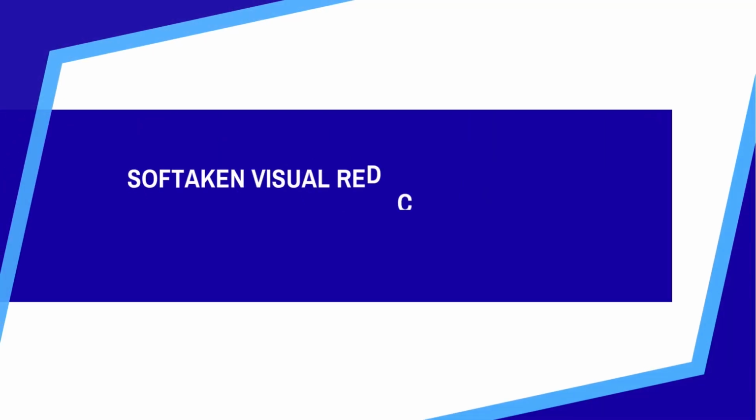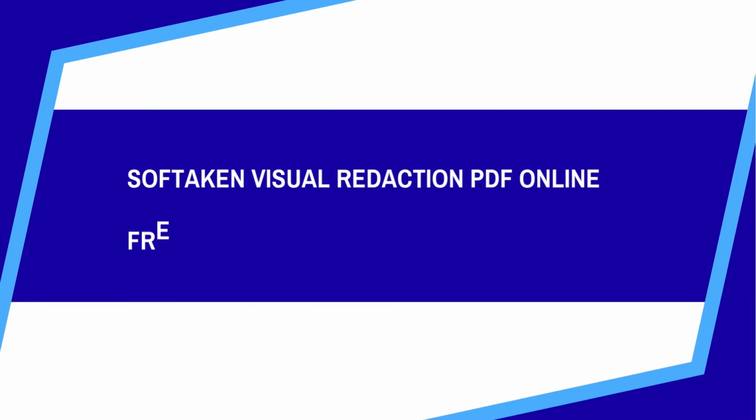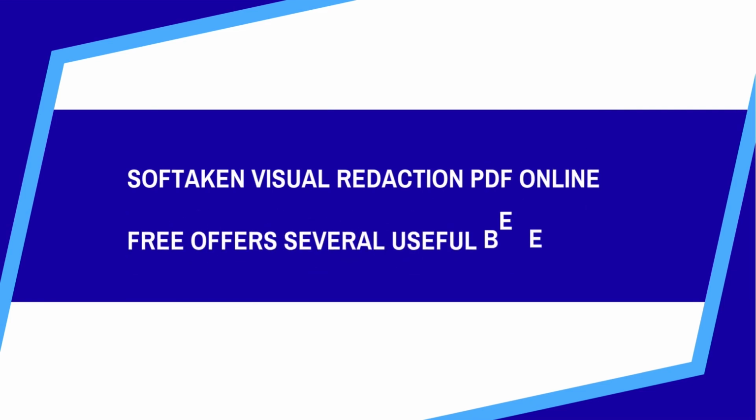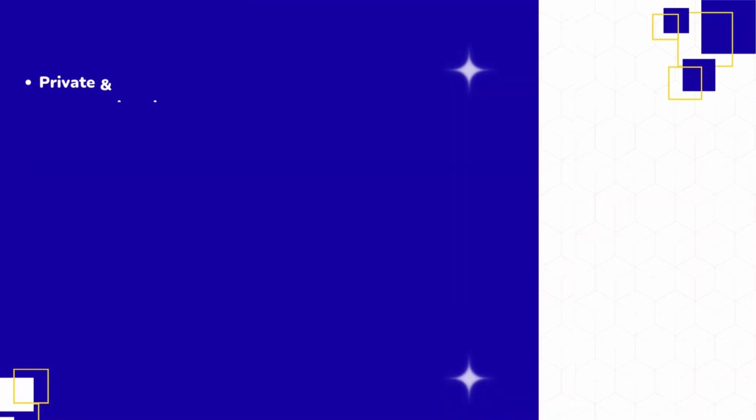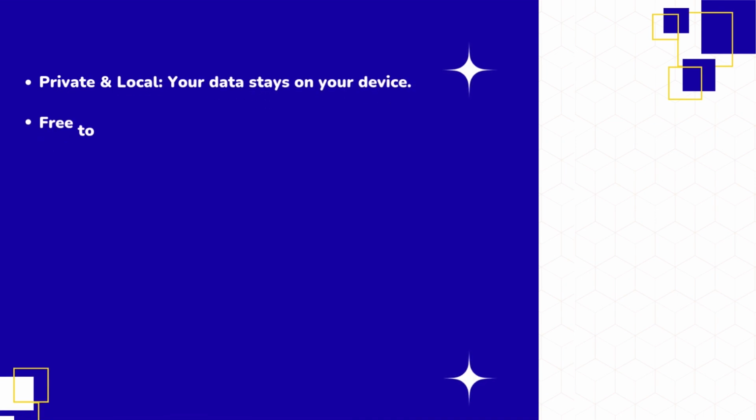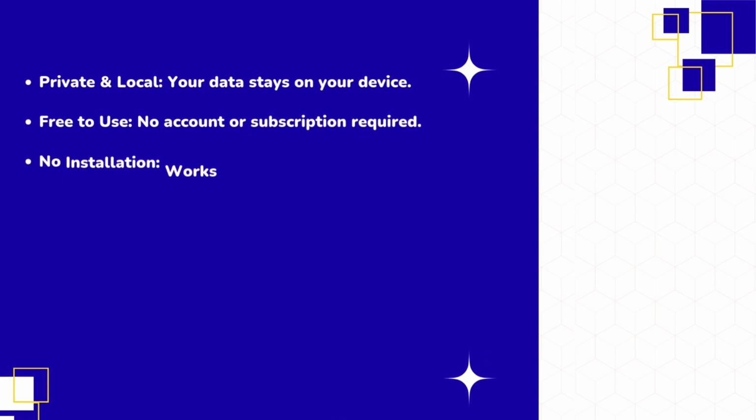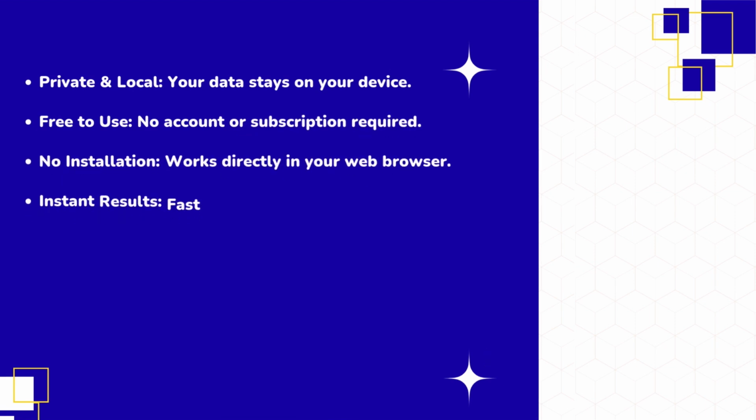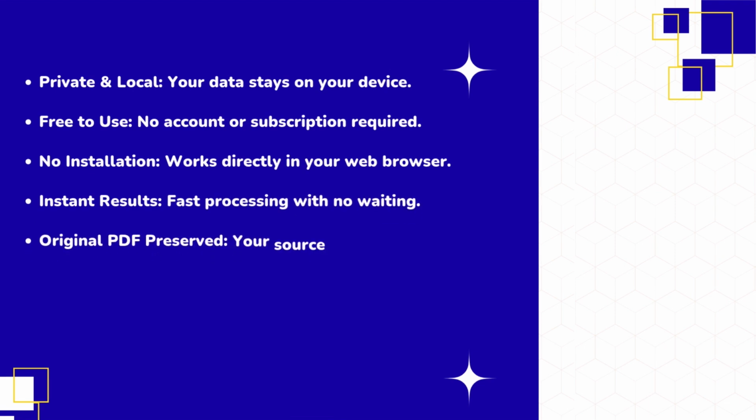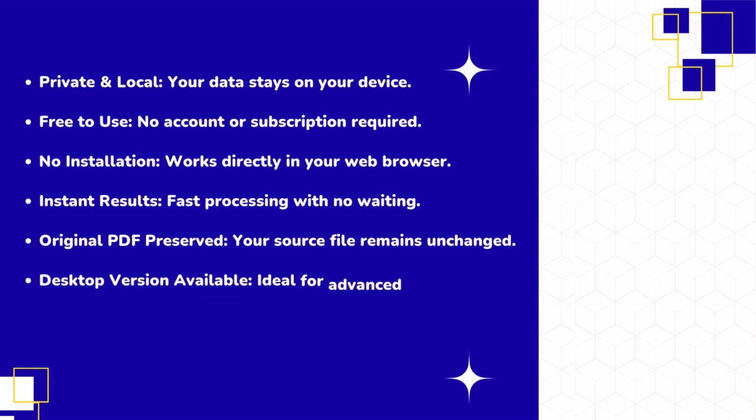Softaken Visual Redaction PDF Online Free offers several useful benefits. Private and local. Your data stays on your device. Free to use. No account or subscription required. No installation. Works directly in your web browser. Instant results. Fast processing with no waiting. Original PDF preserved. Your source file remains unchanged. Desktop version available. Ideal for advanced and batch processing needs.